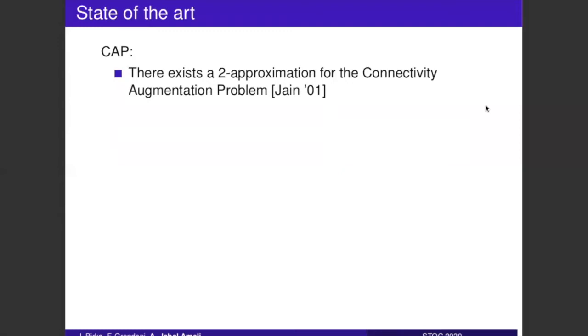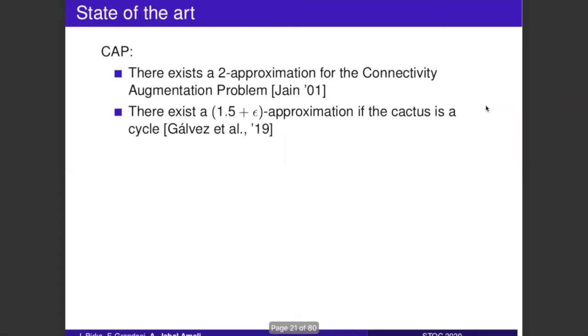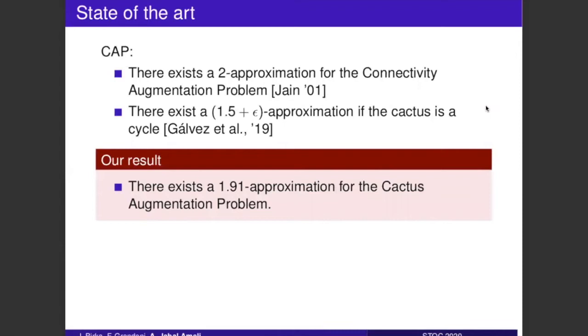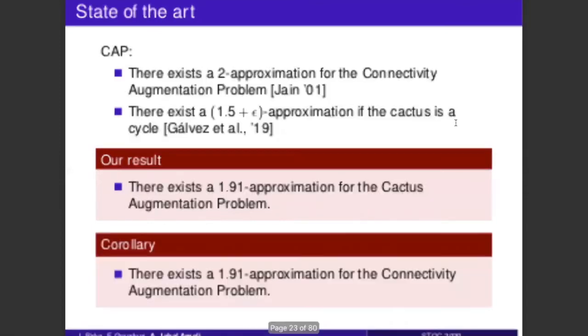For CAP, however, the situation is entirely different. As far as we know, the current best known is still the 2 approximation algorithm proposed by Khuller and Thurimella. Another result in this area was our paper in 2019. Together with Galvez, Grandoni, and Sornat, we proposed a 3.5 plus epsilon approximation for the case where the cactus is a cycle. Here in this paper, we present a 1.91 approximation for the cactus augmentation problem, and we break the barrier of 2 for the first time.